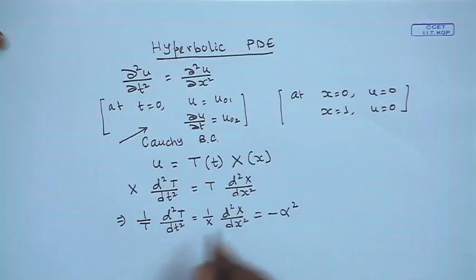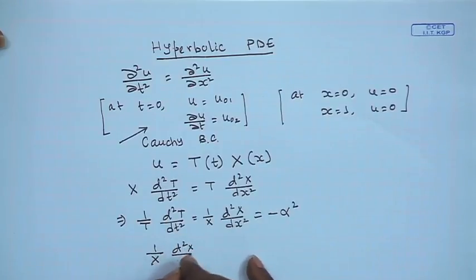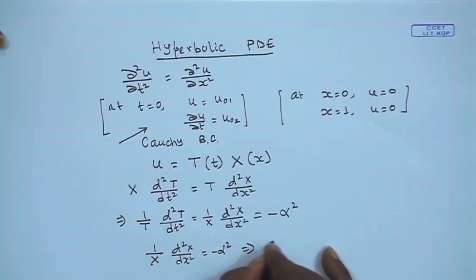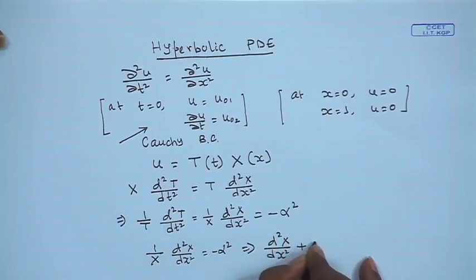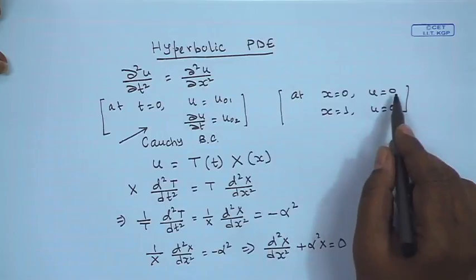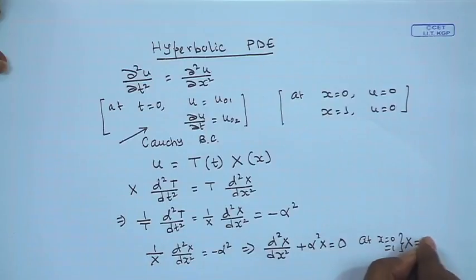Now, let us formulate the standard eigenvalue problem. 1 over X d square X dx square is equal to minus alpha square. So, therefore, d square X dx square plus alpha square X is equal to 0, subject to the boundary conditions of the original problem in the x direction. That means, at x is equal to 0 and 1, capital X is equal to 0.